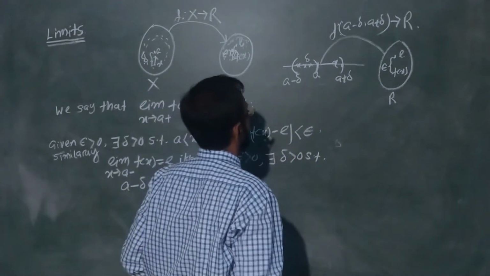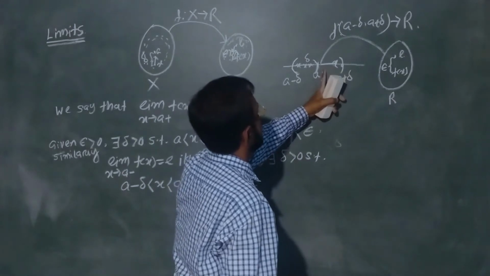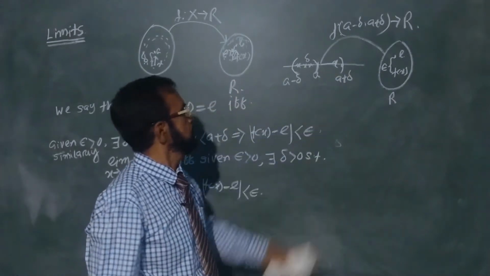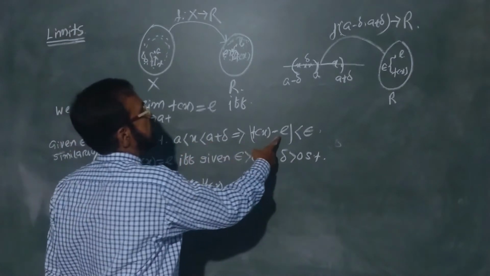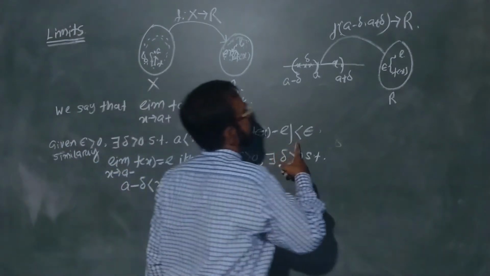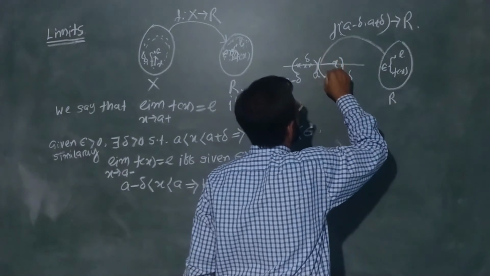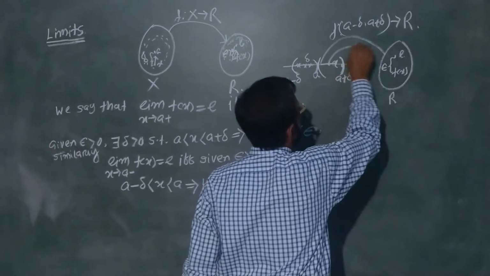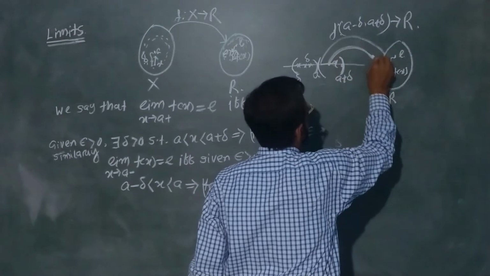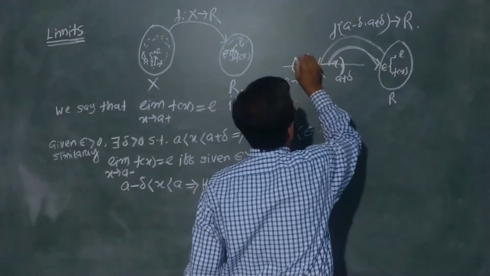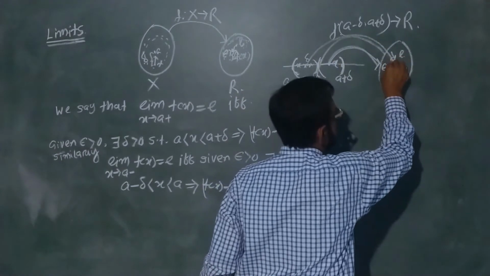If, given epsilon greater than 0, there exists a delta greater than 0 such that a less than x less than a plus delta implies |f(x) - L| is less than epsilon, that means x moves in a to a plus delta. At that time, if |f(x) - L| is less than epsilon, then this limit is called the right hand side limit and the other limit is called the left hand side limit.